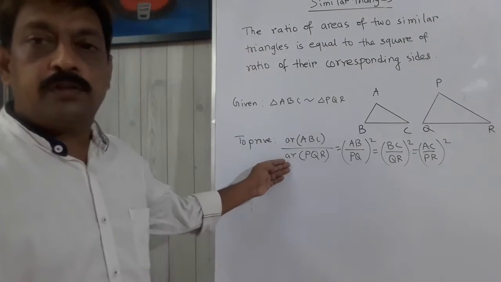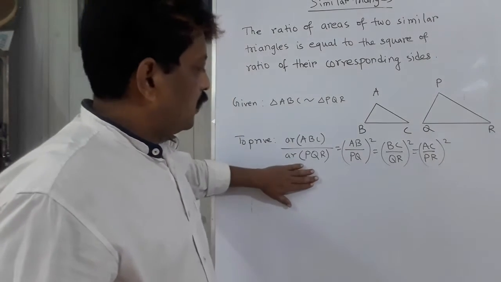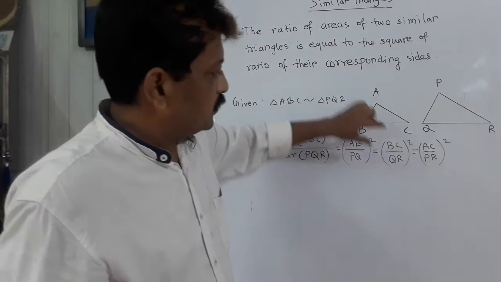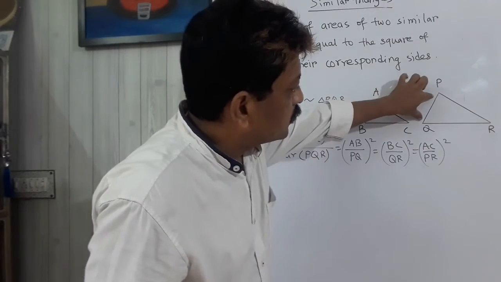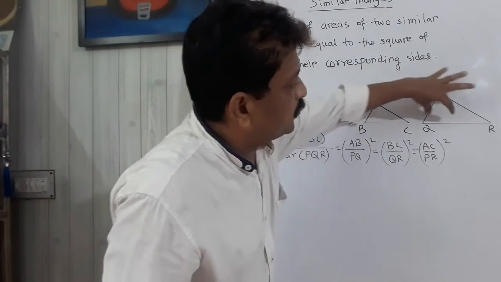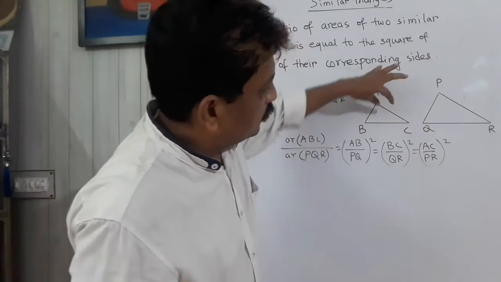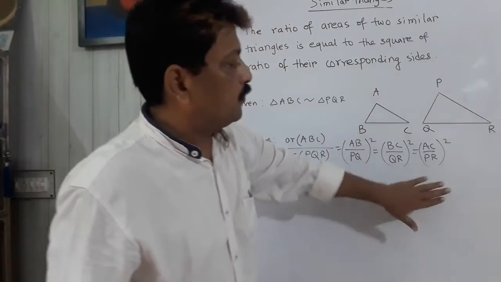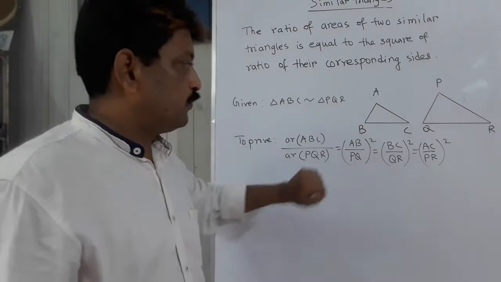Area of triangle ABC upon area of triangle PQR is equal to AB upon PQ whole square equals to BC upon QR whole square equals to AC upon PR whole square. This is the theorem. We have to prove this.